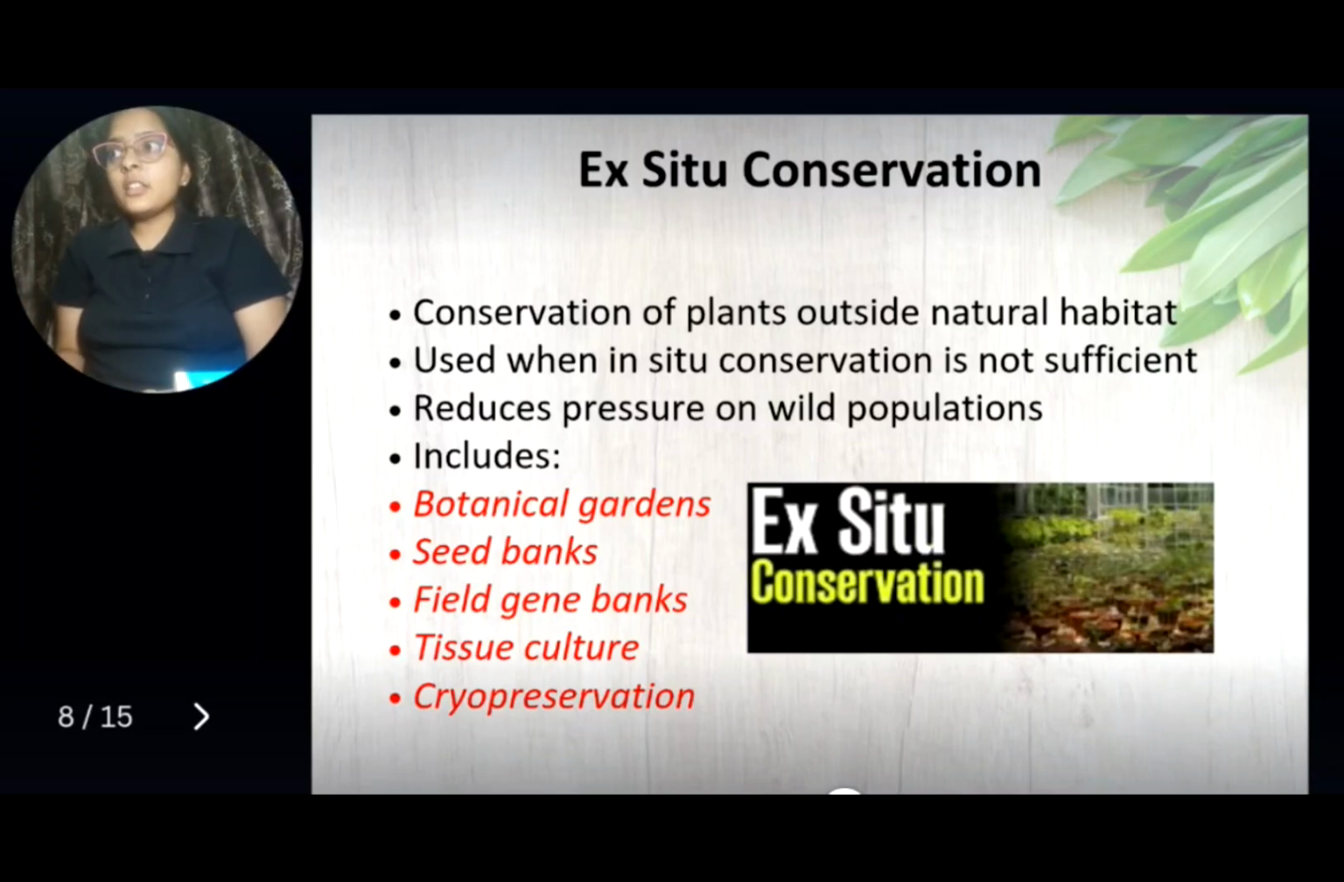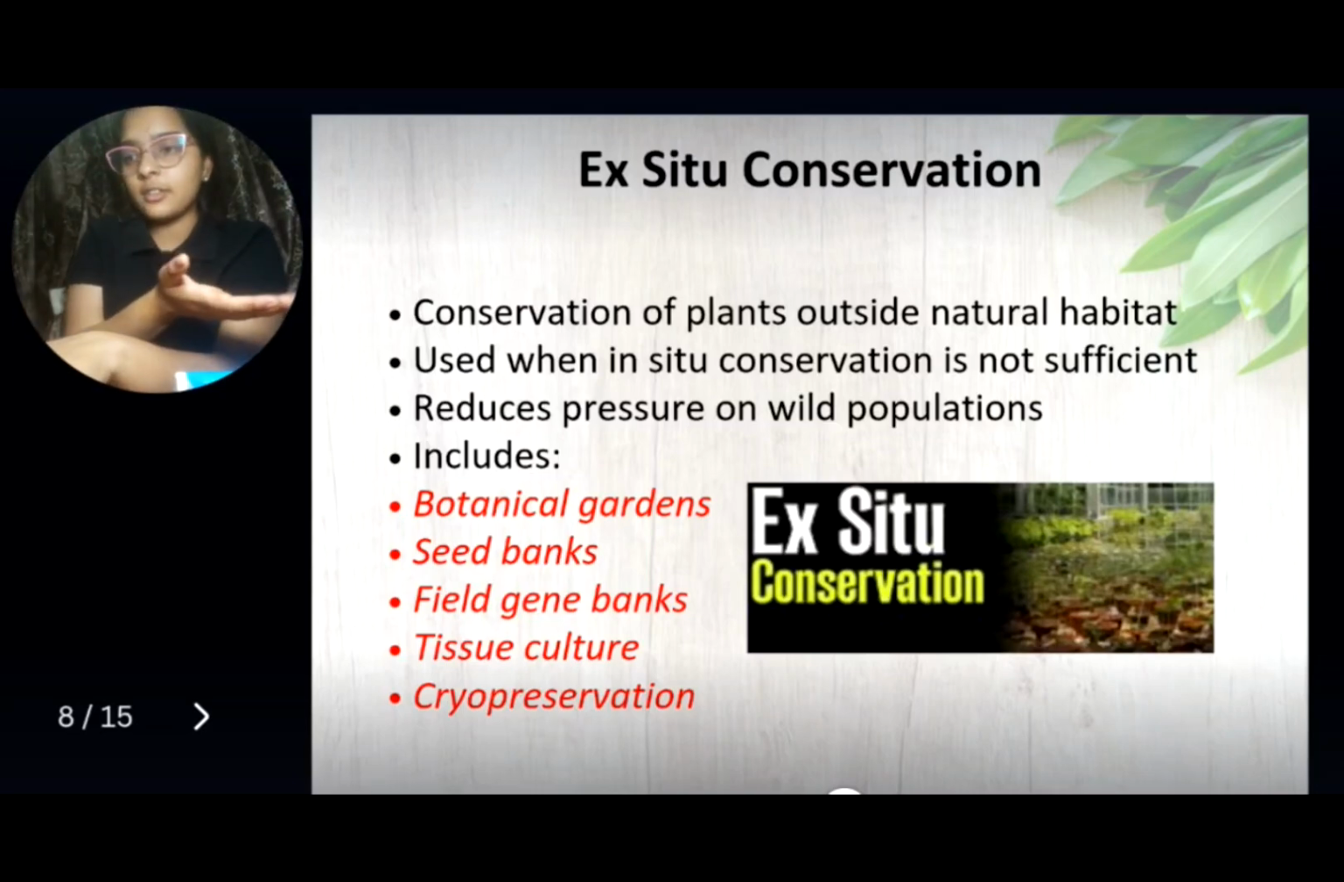What is it? It is conservation of plants outside their natural habitat, used when in situ conservation is not sufficient. It reduces pressure on wild populations. What does it include? It includes botanical gardens, seed banks, field gene banks, tissue culture, and cryopreservation. We will look further deep into cryopreservation.